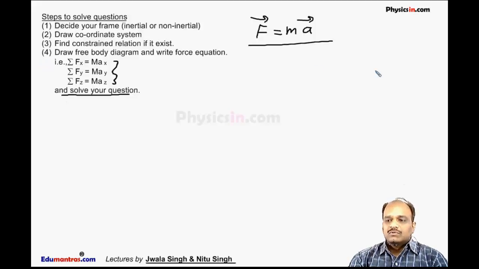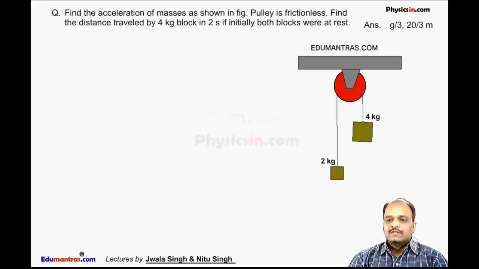Now we will start our questions. The first question is a very simple question. This is an Atwood machine. This is a block of mass 2 kg. This is a block of mass 4 kg. Now we have to find the acceleration of the masses as shown in the figure, the acceleration of mass A and mass B. And we have to calculate the distance traveled by the 4 kg body in 2 seconds.